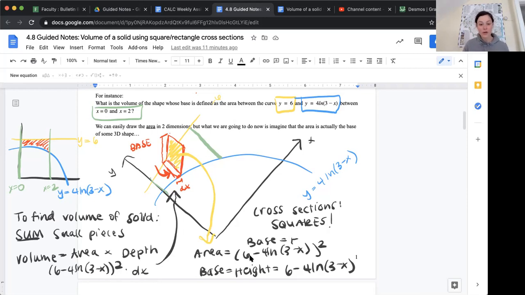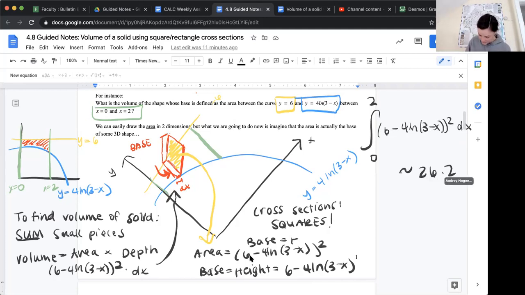And now, if we want to sum up the entire volume of this 3D shape, then we could take the integral from 0 to 2, because we know our region starts at 0 and ends at 2, of the volume, which we determined to be 6 minus 4 ln of 3 minus x, quantity squared, dx. Okay, and that is approximately 26.27.